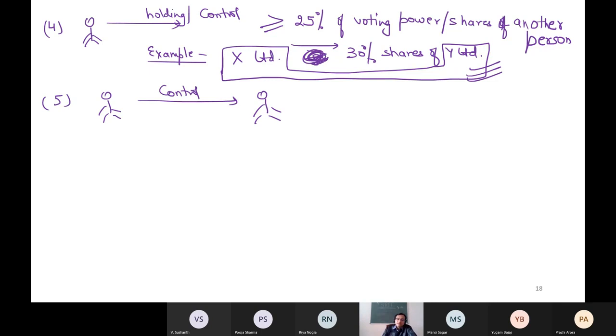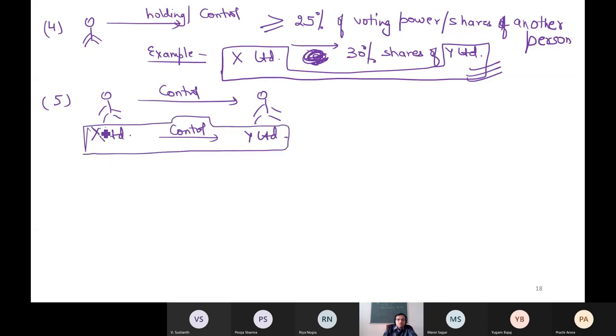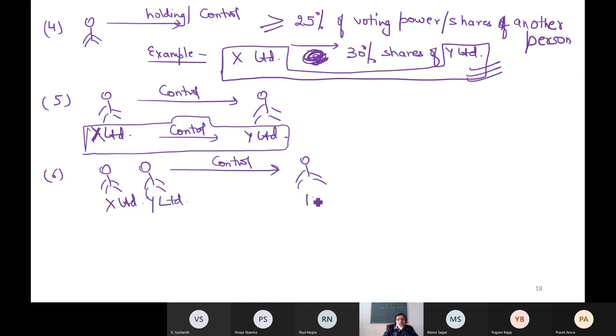Only controlling is written. For example, X Limited controls Y Limited, but it is not mentioned what the way of controlling is. So there can be any reason for this. So these two are also related persons. In the Act, that is why litigation happens, because so many times we have gray areas. When these two persons control a third person, X Limited, Y Limited, K Limited.